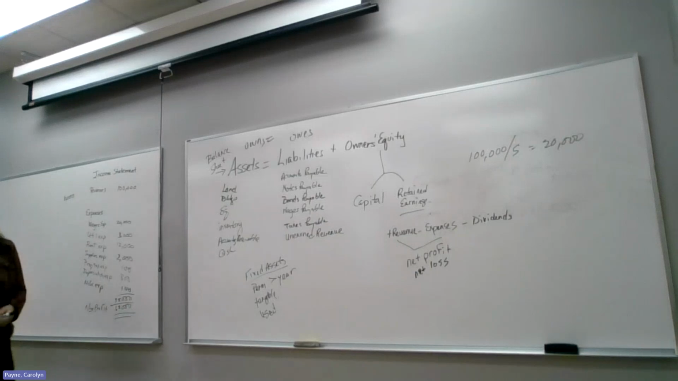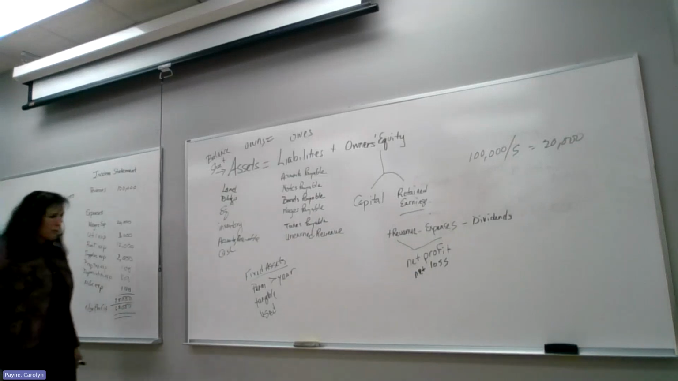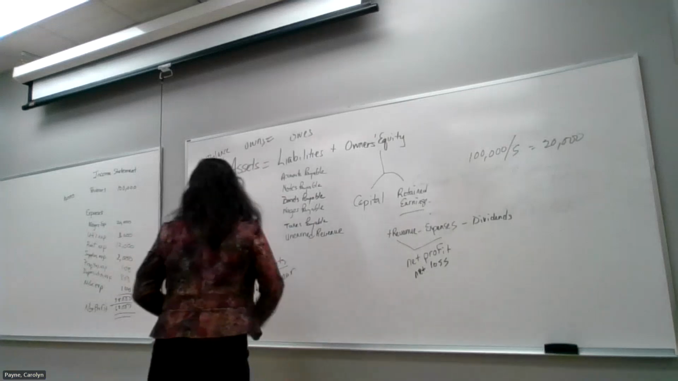All right. Then let's look at what a balance sheet looks like. Actually, the second step was to do a statement of retained earnings.